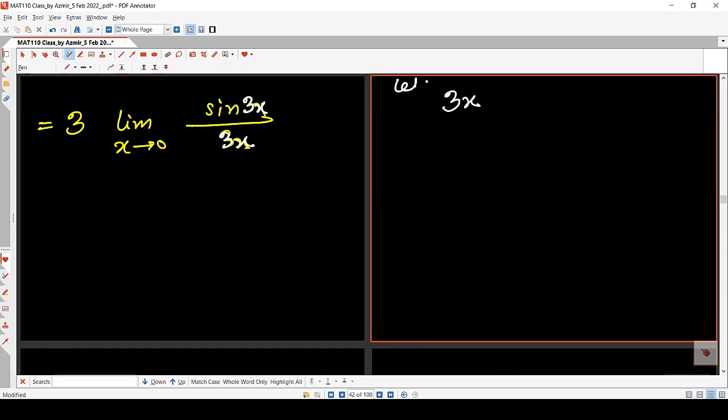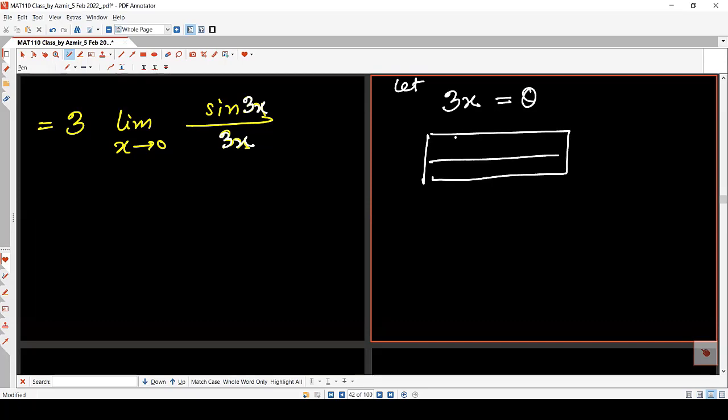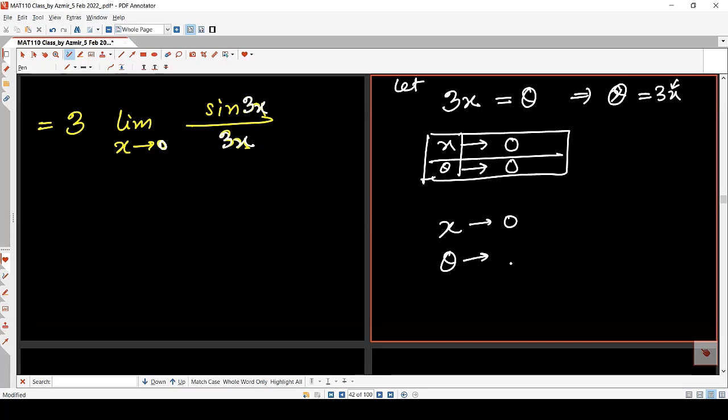So let's say we are taking 3x as a single variable theta. Now you can see that here we have theta equals 3x. Since x tends to 0 is given, when we input 0 here, what is the value of theta? Theta is obviously 0. That means when x tends to 0, then theta is also tending to 0.